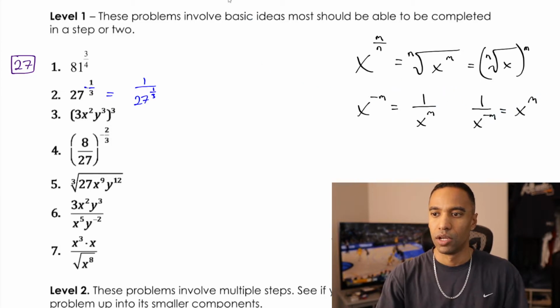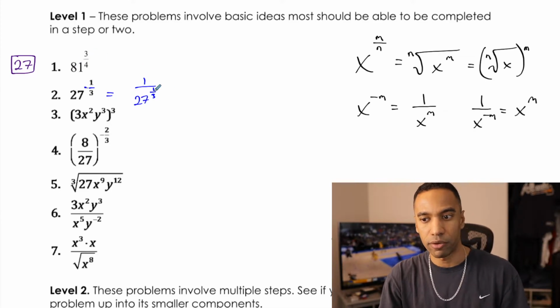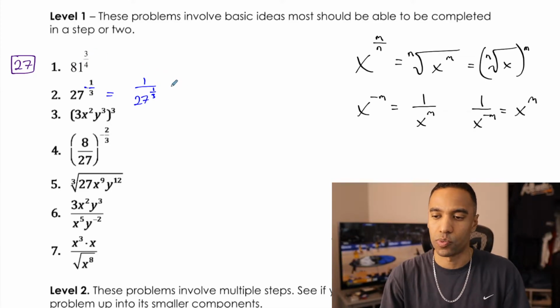So either or. Right there. Now, we're not done with this, the same way as we weren't done with 81 to the 3/4 power. We must evaluate 27 to the 1/3, keeping the 1 on top as we keep working.